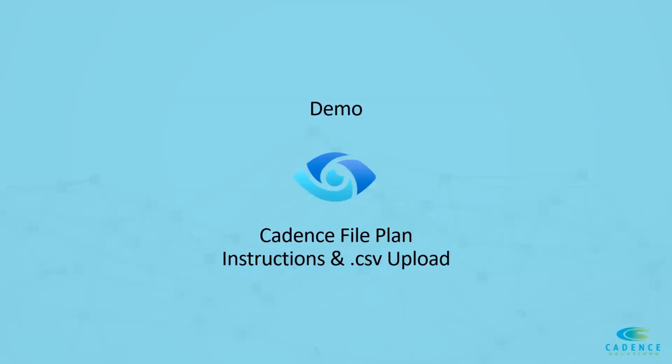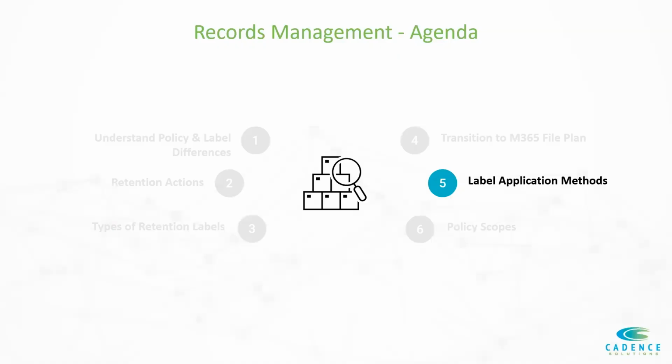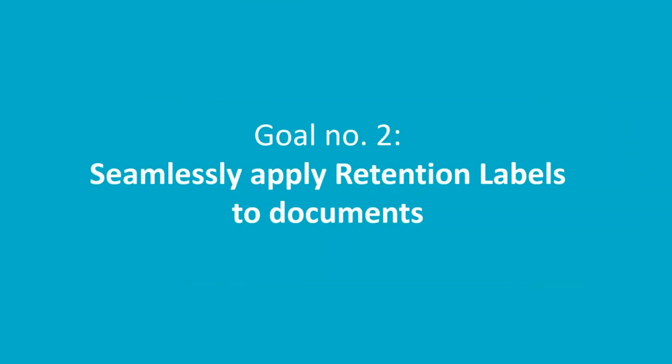Now I am going to go back to the slides here. And now that we have gone over all the retention labels, we're going to go over the settings that we have to go over on the label policy. So how to apply the labels and the policy scope. We're going to focus on the label application methods first, step 5 here. And by knowing which label application method to use, we will be able to seamlessly apply retention labels to documents.